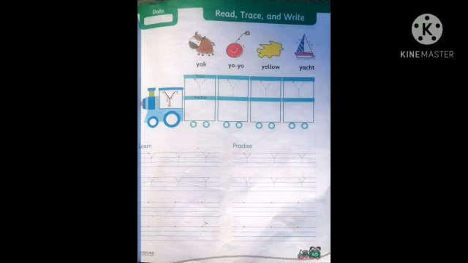That is 45. You have to write letter Y. Yeah, you have to write it here. Start from the first line and it should be finished on the third line. Okay. Write it carefully with the help of your mama.